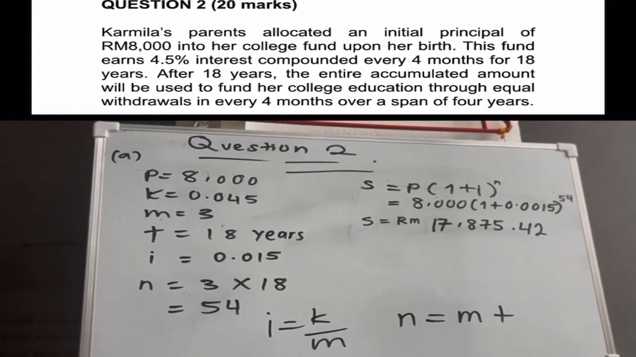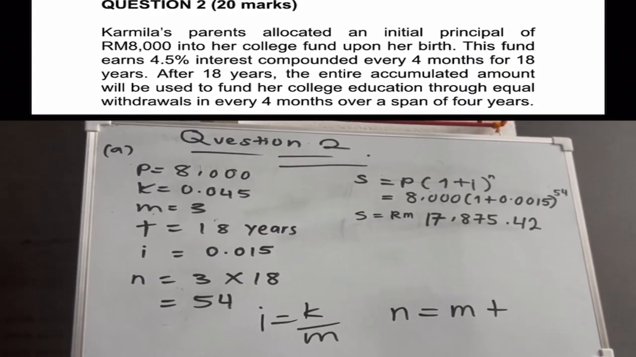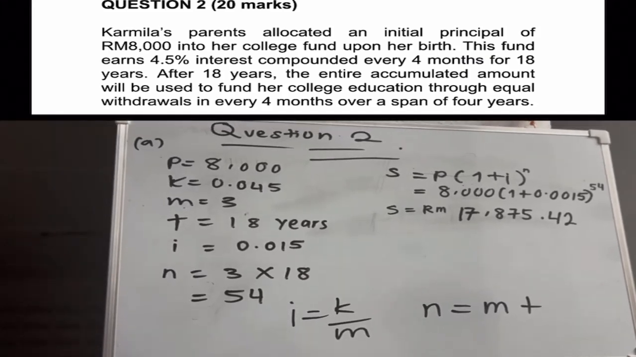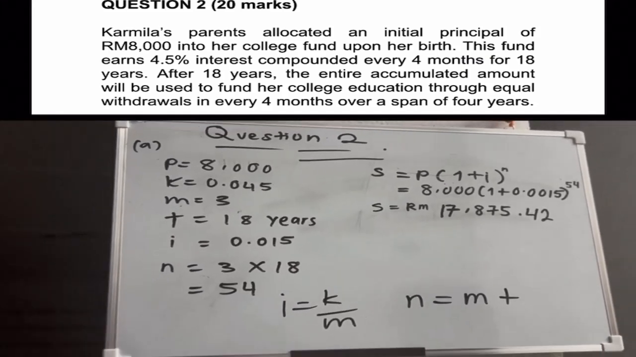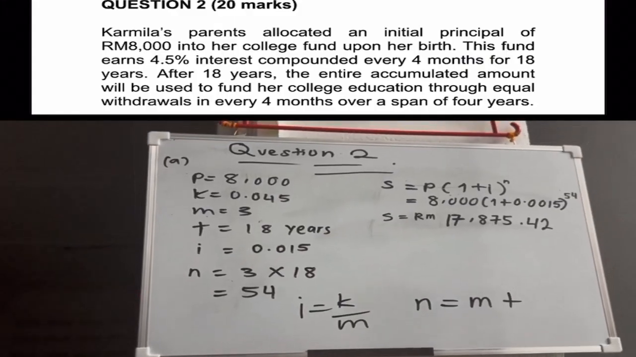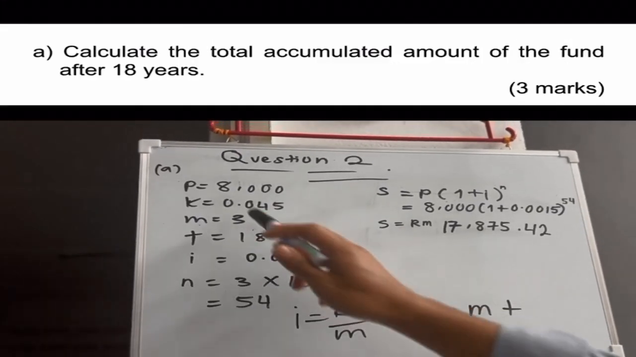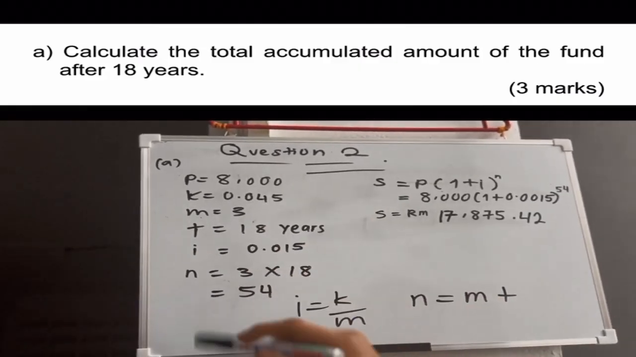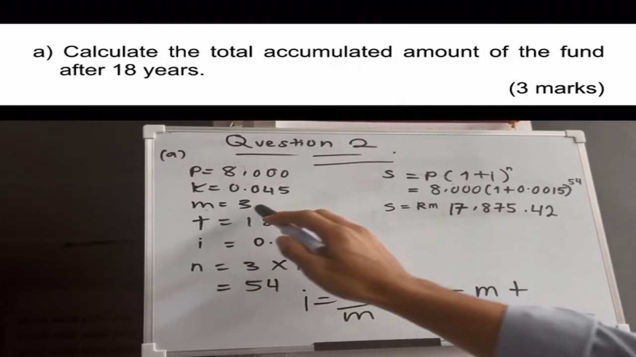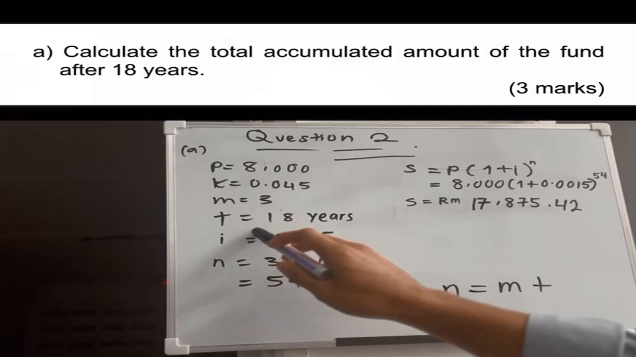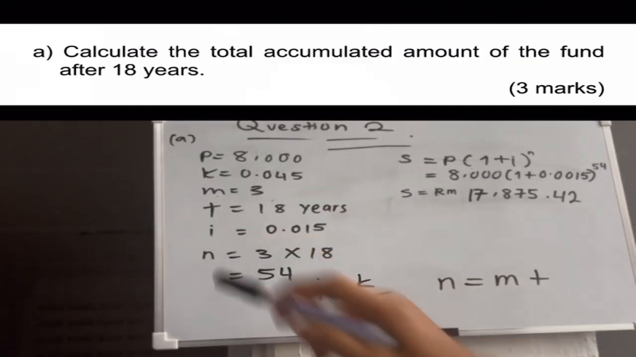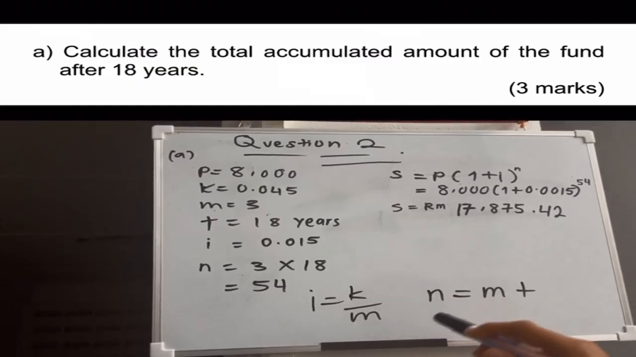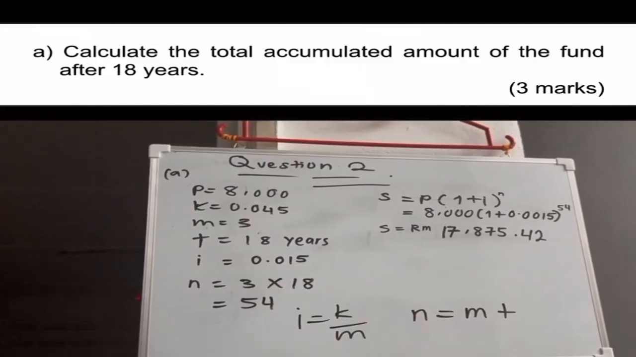After 18 years, the entire accumulated amount will be used to fund her college education through equal withdrawals every 4 months over a span of 4 years. So from this question, we know that P is 8,000 and K is 0.045 and M is 3 and the time is 18 years, and we can get I equal to K over M, so we get 0.015.